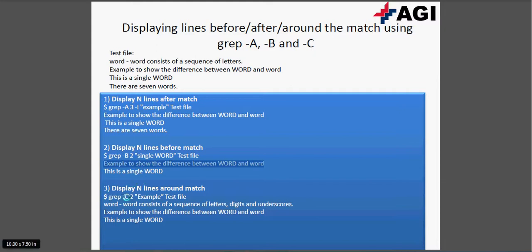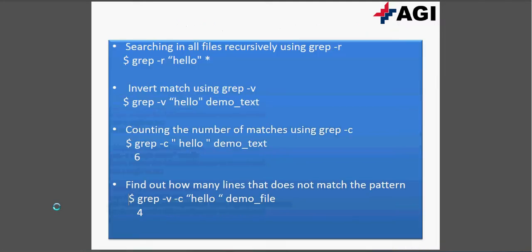And I can use grep to find lines around the match. For that I use the option -C, as shown in this example, where I'm looking for the pattern with the word example, and it has given me the line containing the pattern and also 1 line before and after the match. So these are pretty useful options which you can try out.